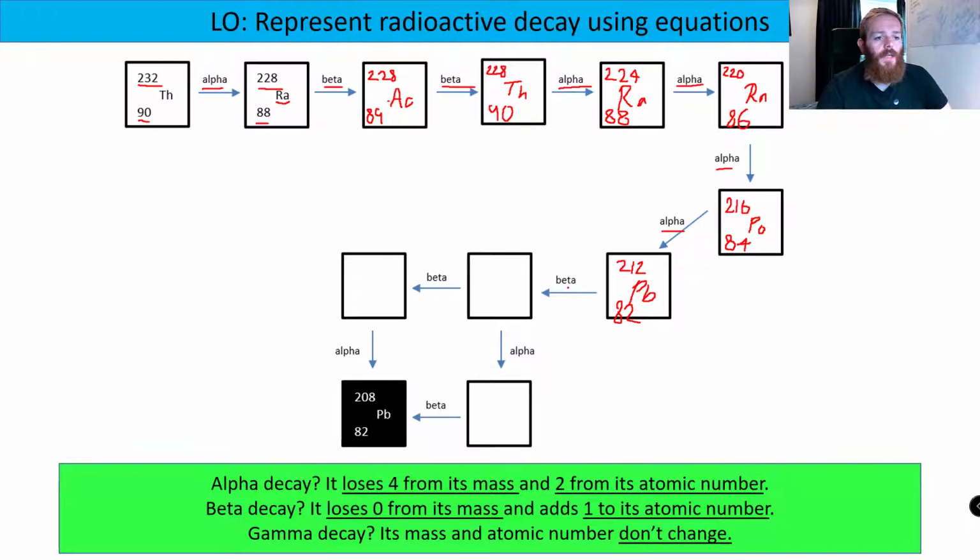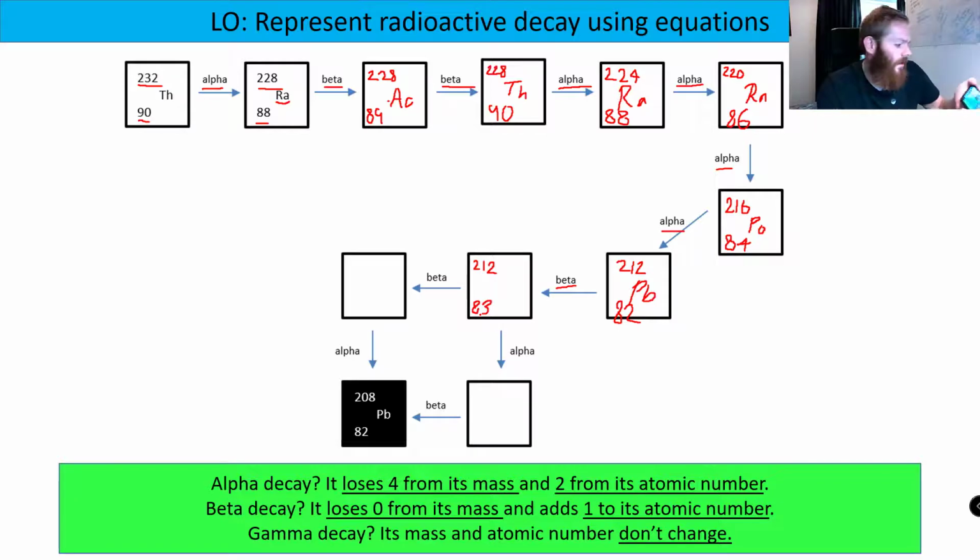Okay, so then we've got lead undergoing beta decay. Just wrap your head around this. So far, this decay chain has not become stable. It is still unstable. It's trying to get to a substance that is stable, which is related to the size of the nucleus as well. So beta decay for lead says it loses 0 from its mass. Its mass was 212, so I'm going to keep that 212. And its atomic number is 82, and it goes up by 1, so 82 becomes 83.